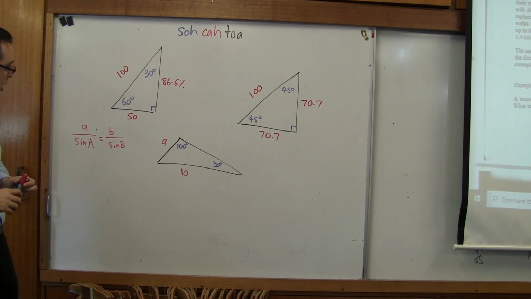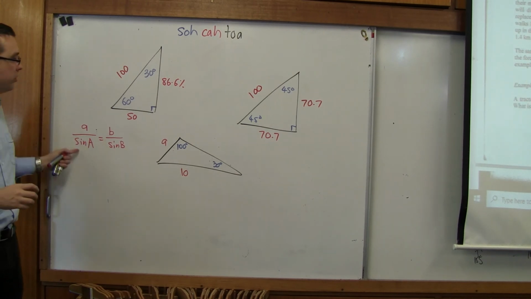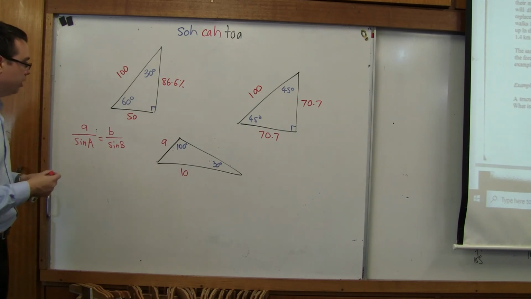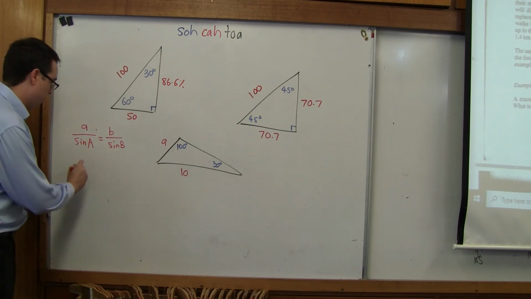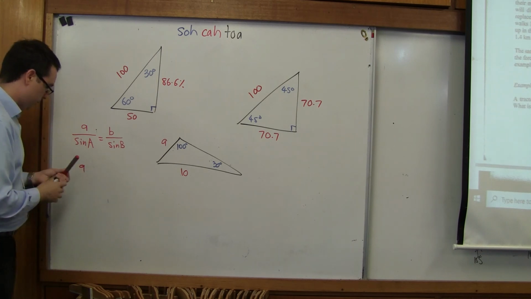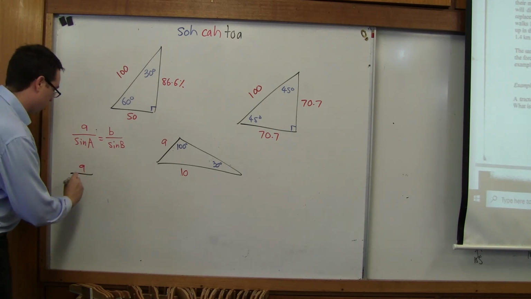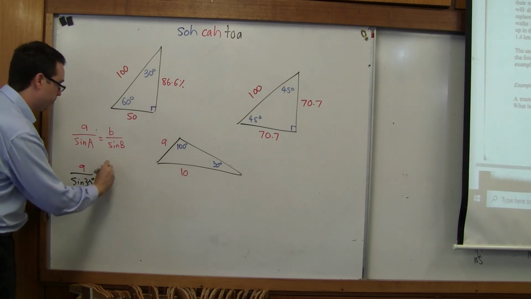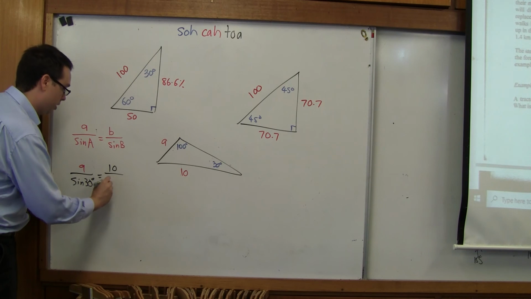Okay, so A over sine A equals B over sine B. What does that look like in this situation here? I wish I hadn't written that in red, but I have. A equals sine 30 versus B over sine 100.